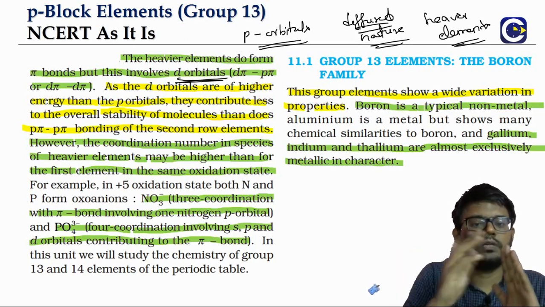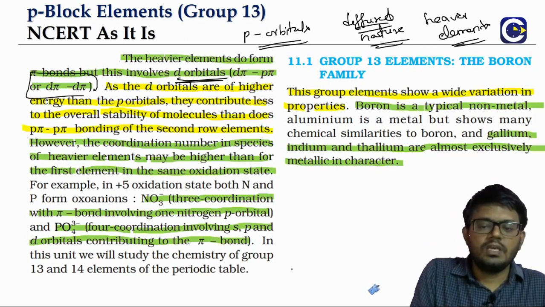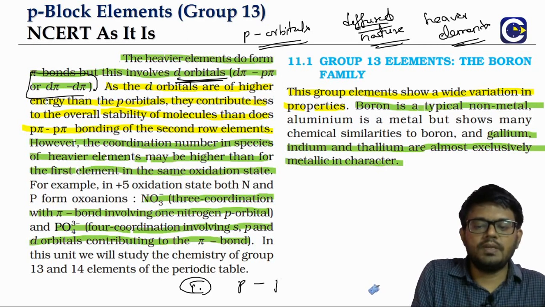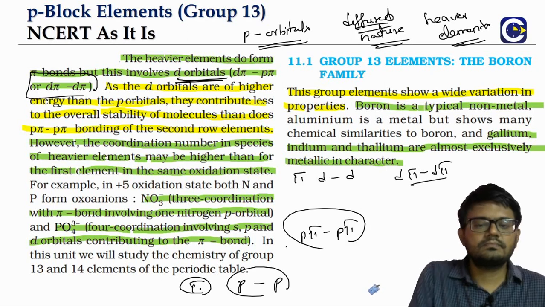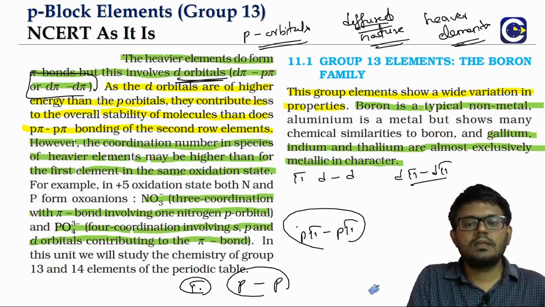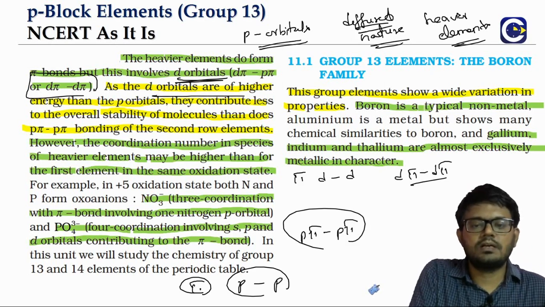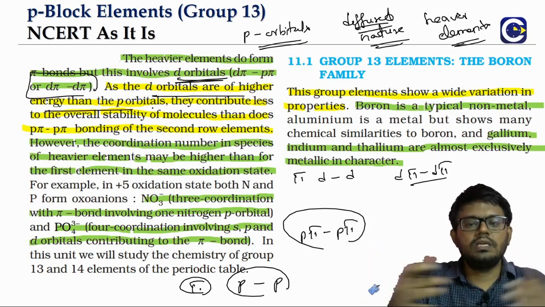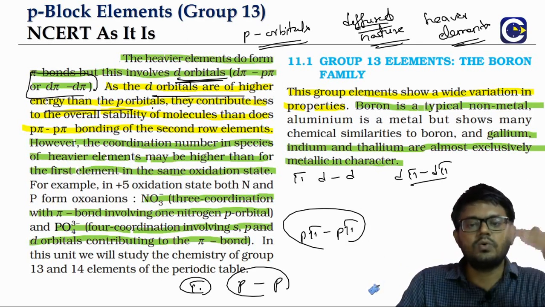D orbitals means either you can have dπ-pπ type of bonding or dπ-dπ. See, what is this notation? If you have a pi bond between p orbital and p orbital, that's what you call pπ-pπ. This is nothing different. If you have a pi bond formed between d orbital and d orbital, you call it dπ-dπ. Even though they are forming pi bonds with the d orbitals, because d orbitals have high energy, the stability of this bonding will be less in comparison to the pπ-pπ bonding of the second row elements.